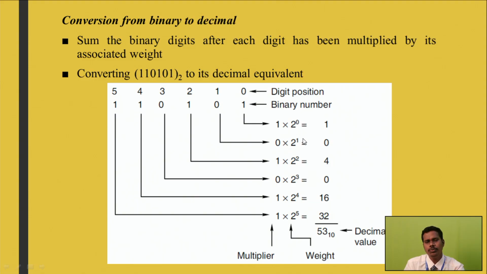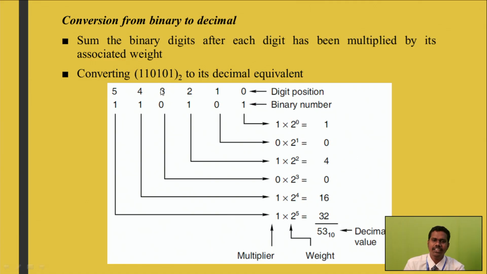So 0 into 2 power 1 gives the result 0. And then the next position is 2. In that second position, the binary number is 1. So 1 into 2 power 2 gives a result of 4. So 1 into 4 gives a result 4.